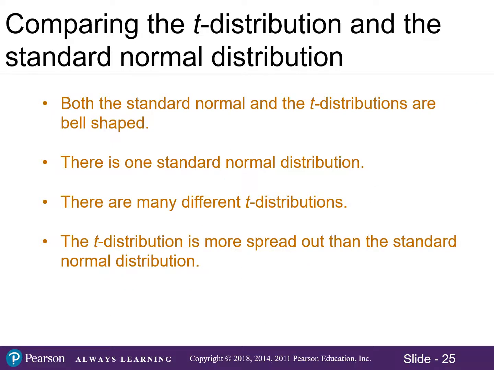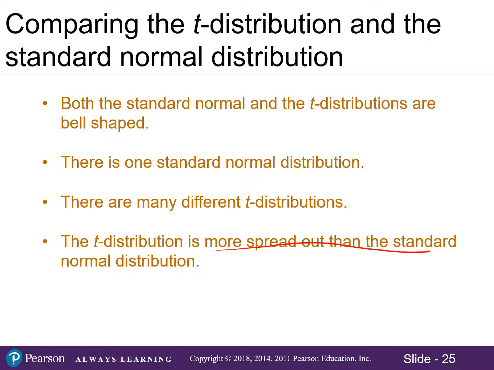All right, so both are kind of bell-shaped, although not completely the same. One is the standard normal, and there are many t's. There's one z, but many t's. So much tea in the world. Let's drink it all. Anyway, and as I said, the t is more spread out, aka fat tails.